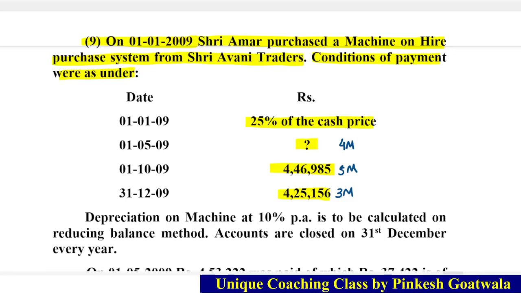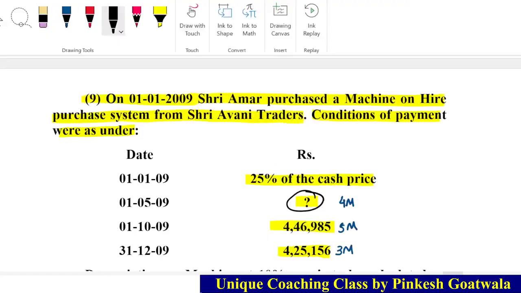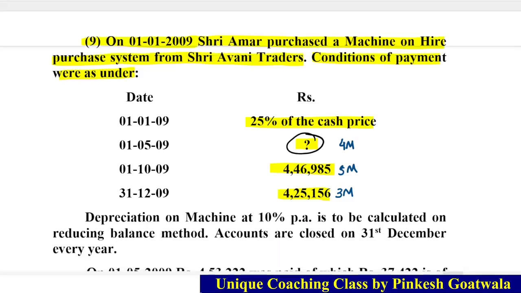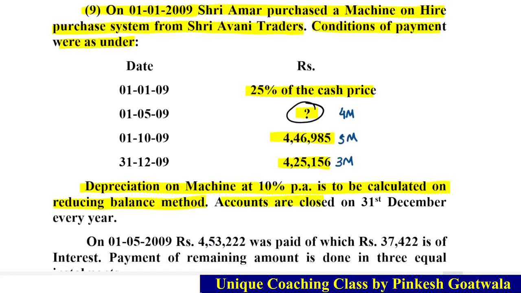So here what is the twist point? Like this same sum, but here one more extra point comes, that is, one installment is not given. Let's see other information. Depreciation of machine at 10% per year is to be calculated on reducing balance method. Accounts are closed on 31st December. Rate of depreciation is given and accounts are closed on December.